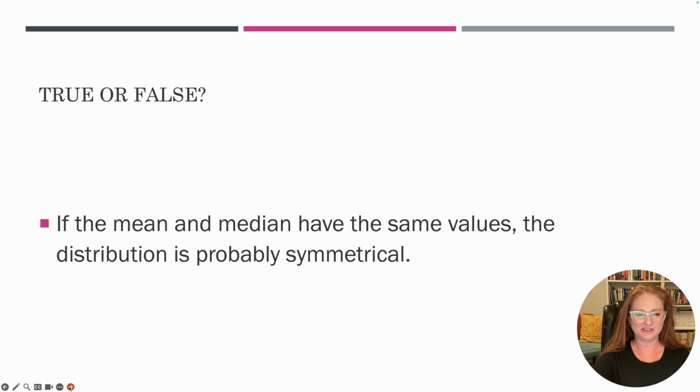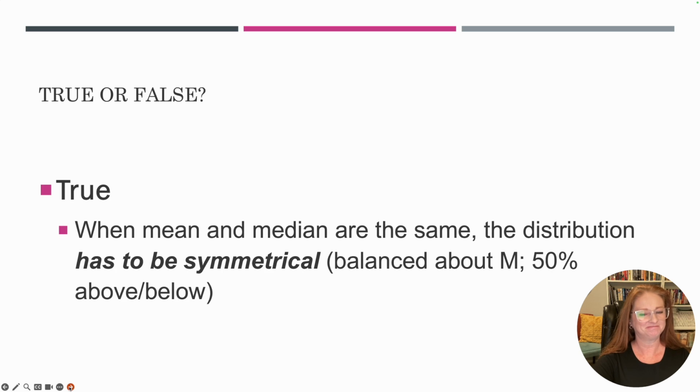All right, I think this last one. If the mean and the median have the same values, the distribution is probably symmetrical. But just keep in mind, the mode might not be.